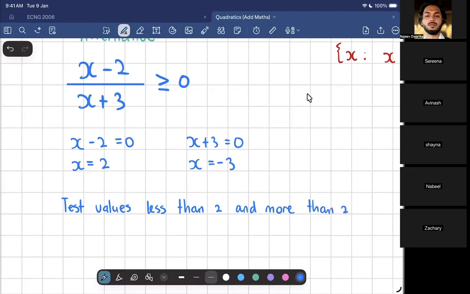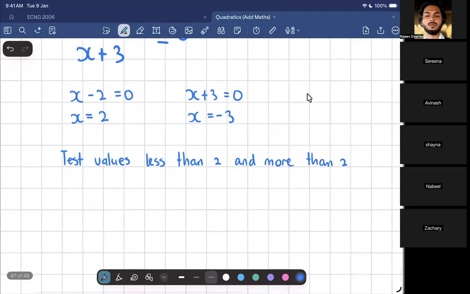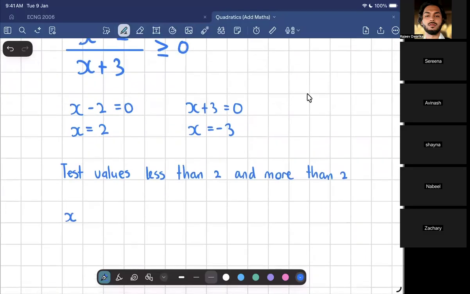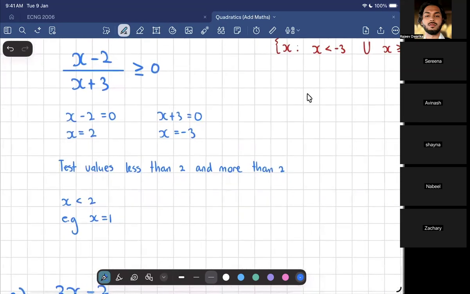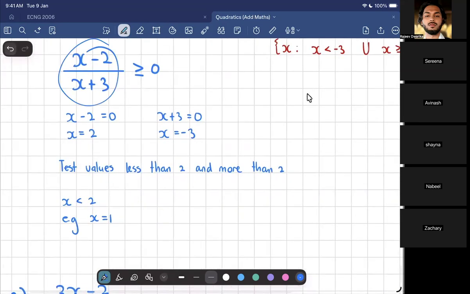Right. So Zachary, we want to test first values less than 2 or values more than 2. Values less than 2, sir. All right, no problem. So x is less than 2. Pick a value that's less than 2. 1. Right. And then I'm going to plug it into this, right?